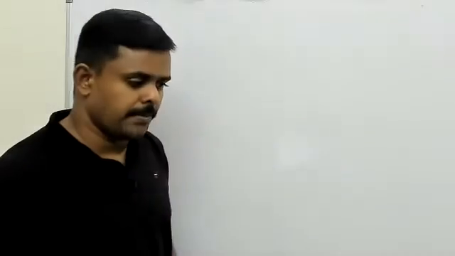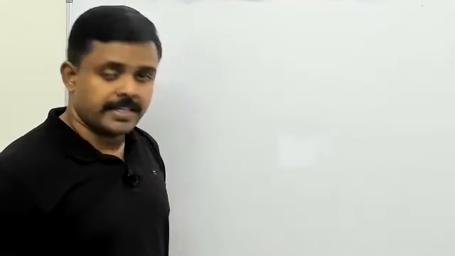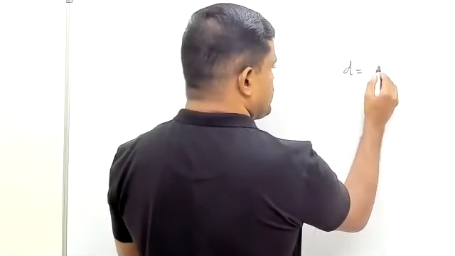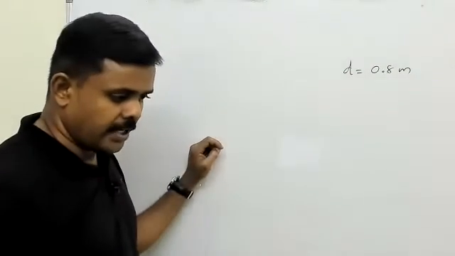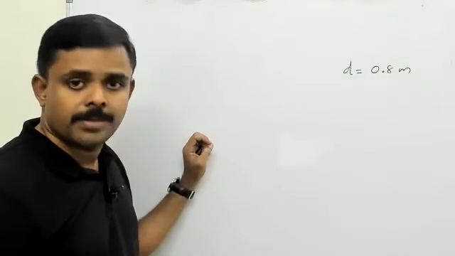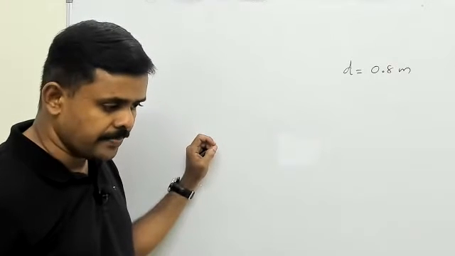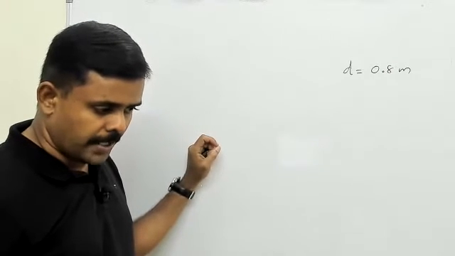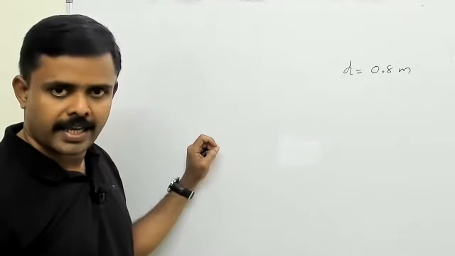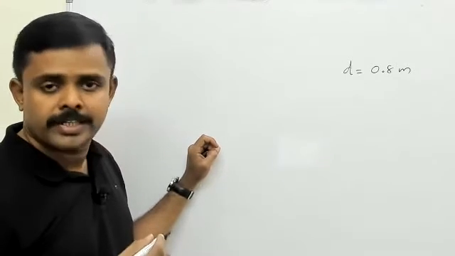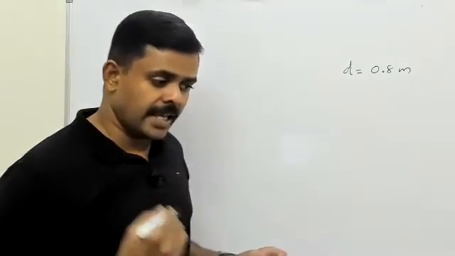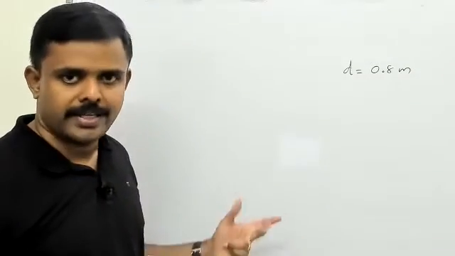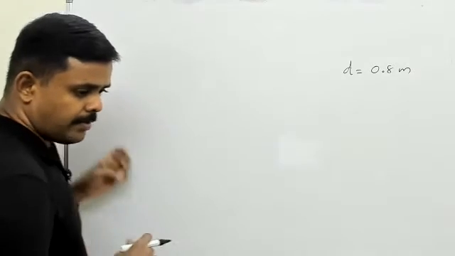Question number 9. A small bulb is placed at the bottom of a tank containing water to a depth of 80 centimeters. So depth is given. Depth is 80 centimeters, so 0.8 meter. What is the area of the surface of water through which light from the bulb can emerge out? Area is circular area through which light from the bulb can emerge out.